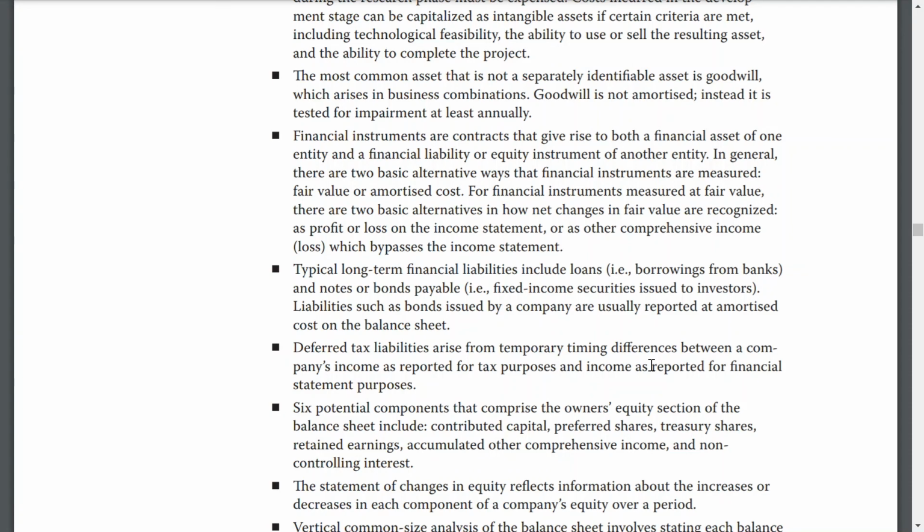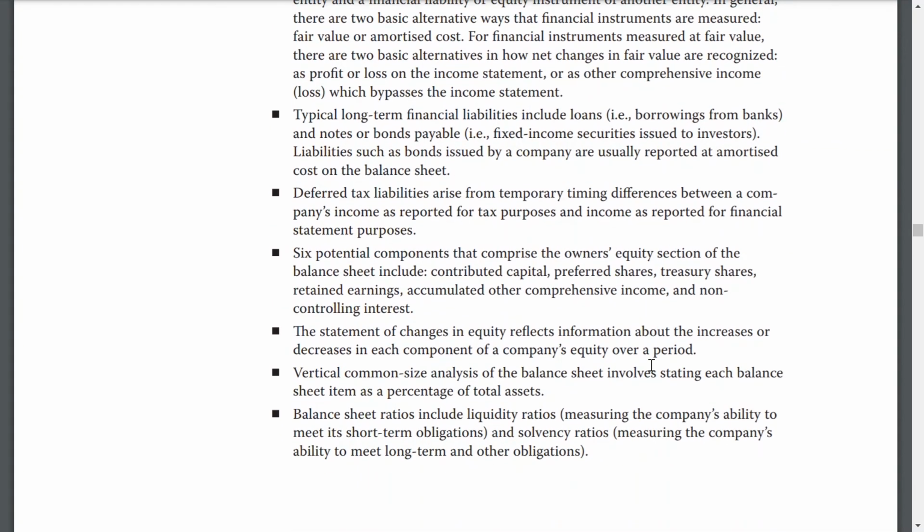Typical long-term financial liabilities include loans, i.e. borrowing from banks, and notes or bonds payable. Liabilities such as bonds issued by a company are usually reported at amortized cost on the balance sheet. Deferred tax liabilities arise from temporary timing differences between a company's income as reported for tax purposes and income as reported for financial statement purposes.